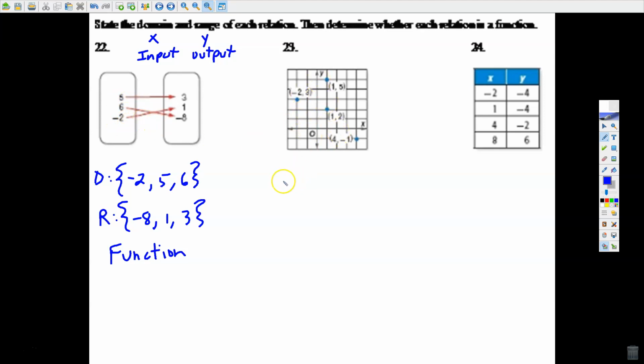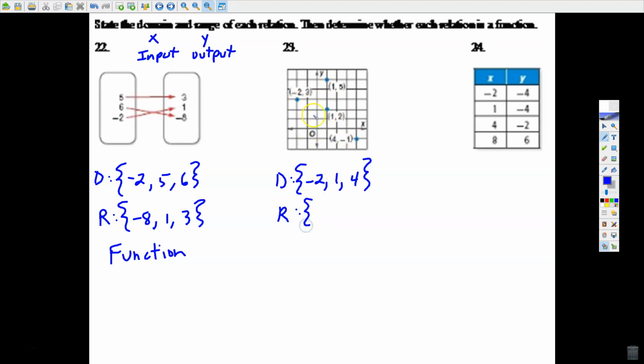All right, so here's number 23. Once again, domain is the x coordinates, so I'm just going to go lowest to highest. I see -2, +1, and +4. Now I notice that 1 appears twice, but we typically don't list the domain or range elements more than once. So I think I got them all: -2, 1 twice, and then 4.